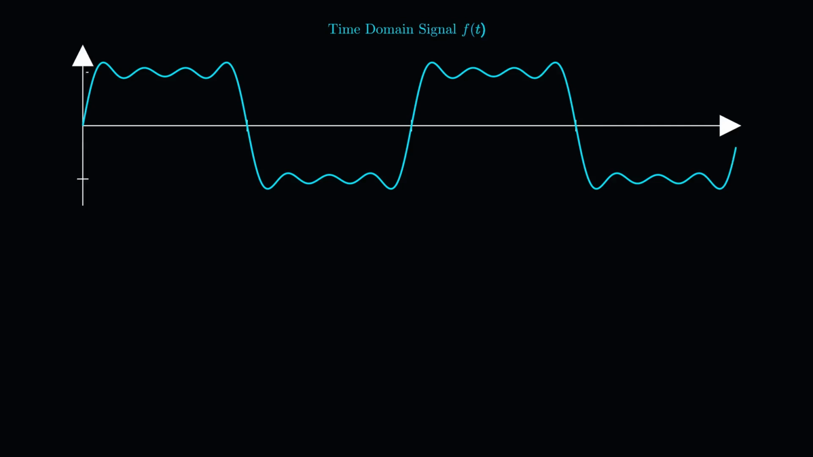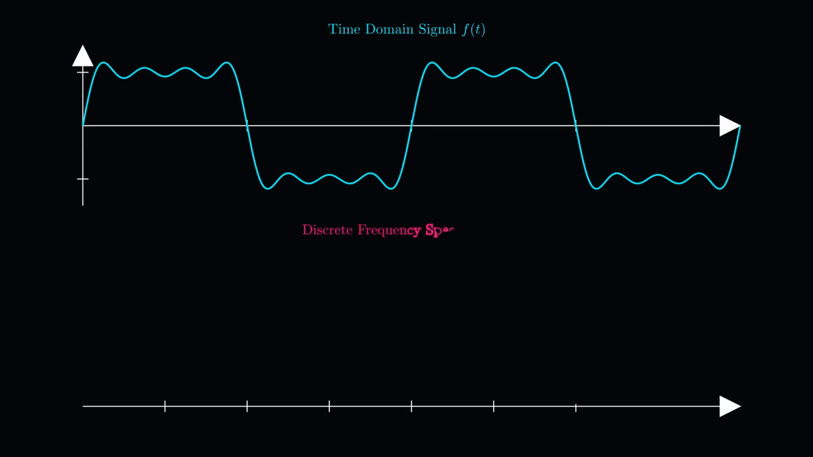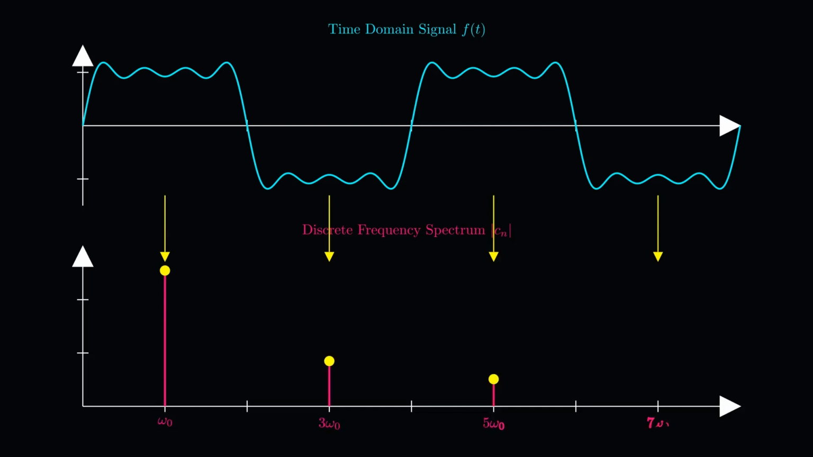Instead of a continuous spectrum, the Fourier series uses a discrete set of frequencies: a fundamental frequency, omega 0, plus its exact integer multiples, the harmonics 2 omega 0, 3 omega 0, 4 omega 0, and so on.